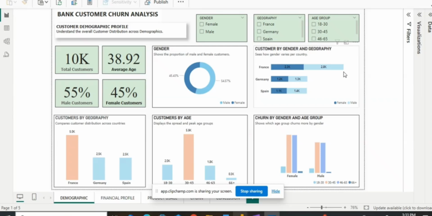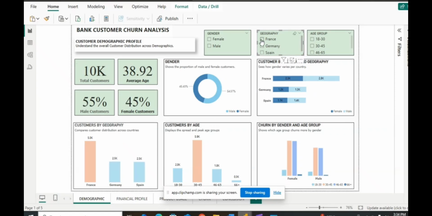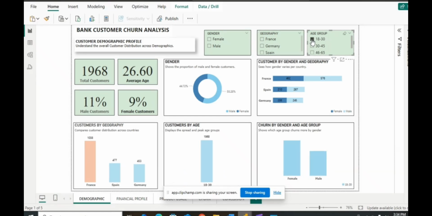Then we have churn by male and female, just France male and female. If I click on Germany too, it's going to bring Germany male and female. And if I click on any of these age groups too, same thing. If I click on 18 to 30, it is just going to display customers that are between the ages of 18 and 30. So we can see we only have 1968 customers.